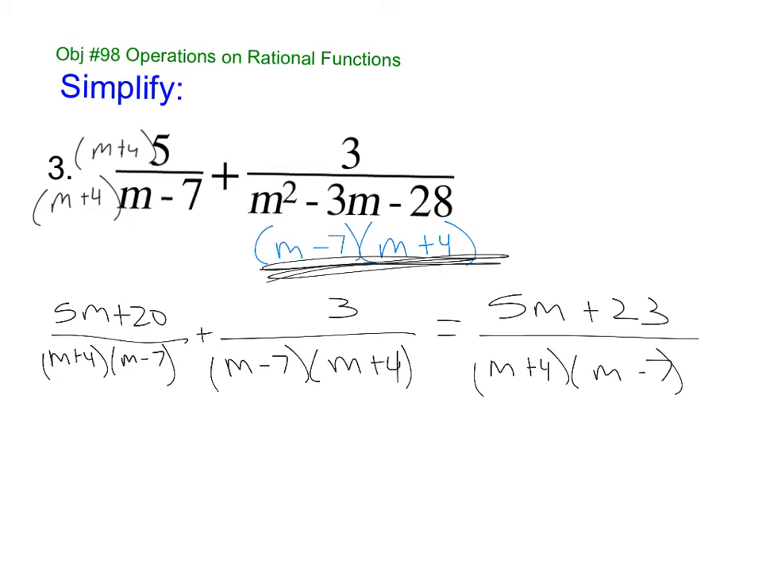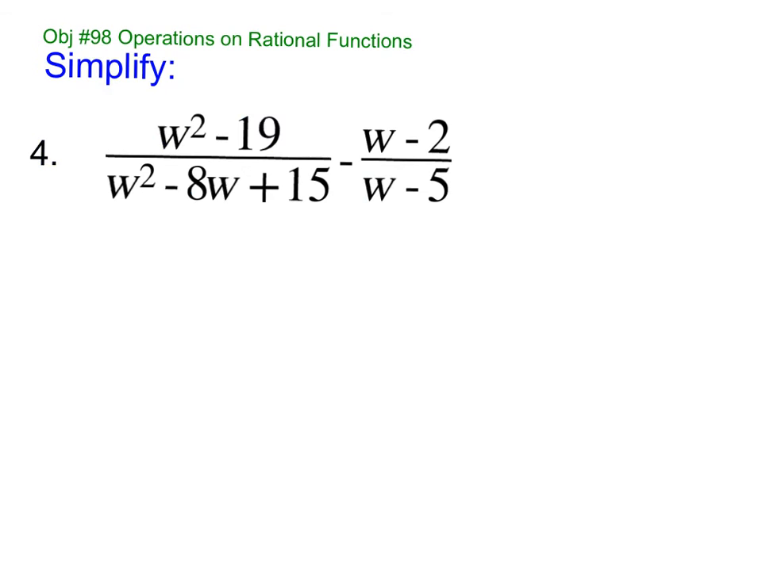And then again, these are expressions, so I don't make a big deal out of this. If we were graphing, I would. But the domain of this, sometimes you'll see in answer keys online, m cannot equal -4 or 7. So if you ever are doing something and you see that, that's why. Because you can't have 0 in the denominator.